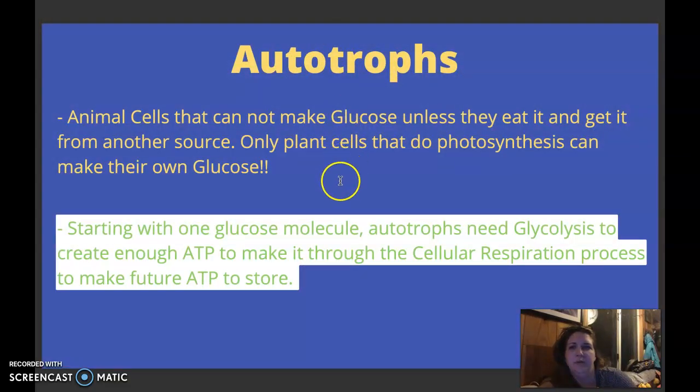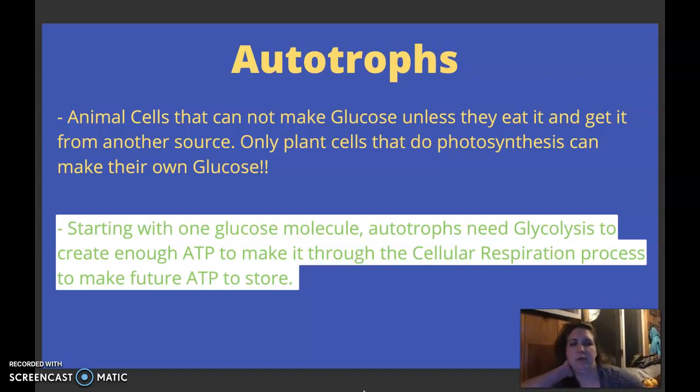An autotroph is an animal cell that cannot make glucose unless it eats it from another source, usually from a plant source, or possibly from another animal source as well. Only plant cells that do photosynthesis can make their own glucose. So any cell that can't do photosynthesis, it can't just make its own glucose from the sun.